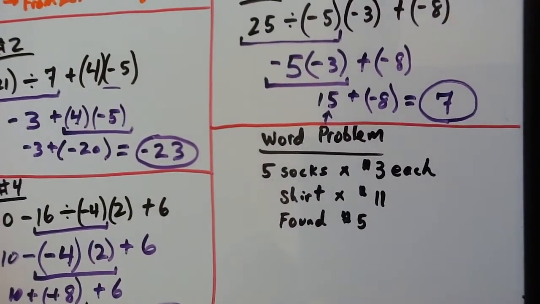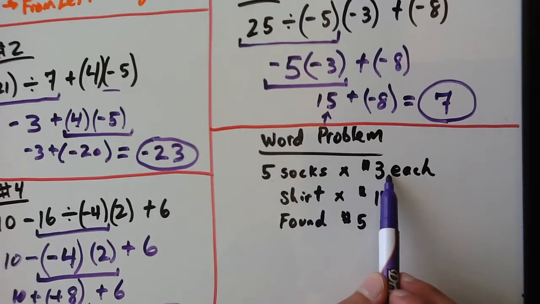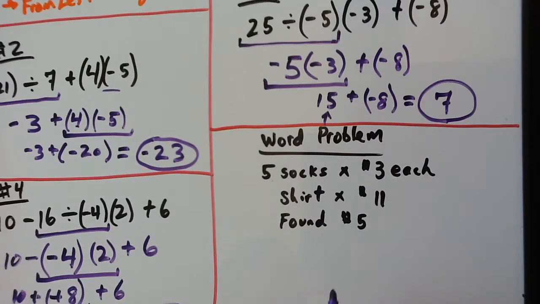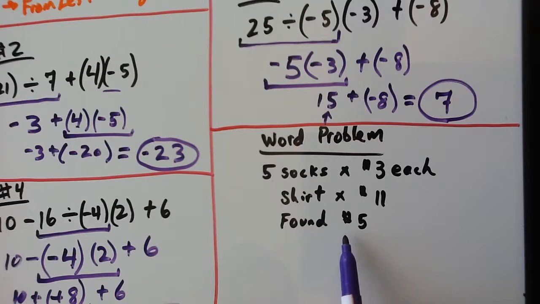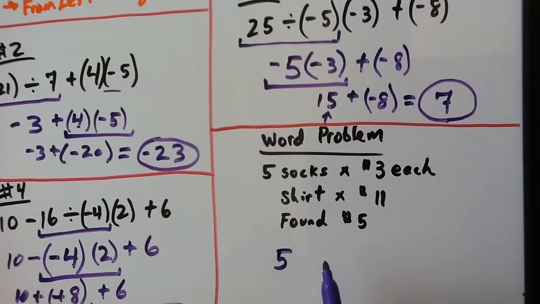Last one, word problem. On Saturday, Mr. Schultz bought 5 pairs of socks for $3 each, so 5 socks, $3 each, and a shirt for $11. Then he found a $5 bill on the sidewalk, and so over the course of Saturday, what was the change in the amount of money for Mr. Schultz? So he bought 5 socks for $3, so 5 pairs of socks, and he's paying $3 each on them.